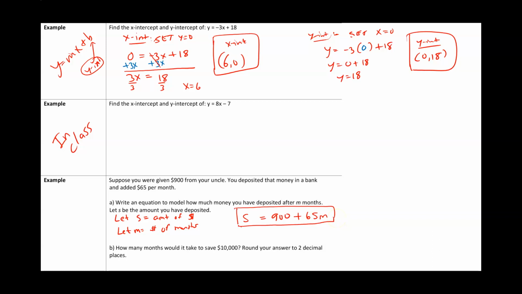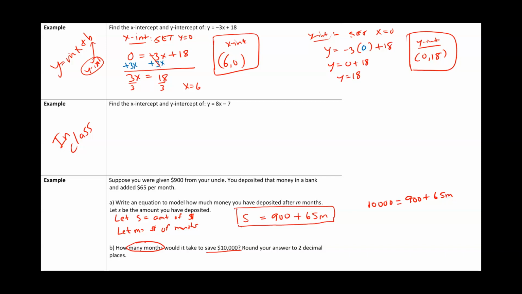Okay, part B says, how many months would it take for you to save $10,000? So first question is, what are we looking for? We're looking for the number of months. What are we given? We're given that we want to save 10,000. So in my equation, I'm going to replace the S, which is my savings amount, with 10,000. So I'm going to get 10,000, which is my savings, equals 900 plus 65M.